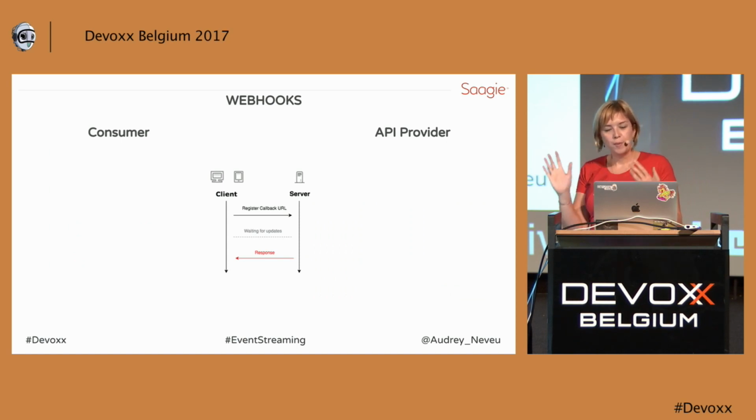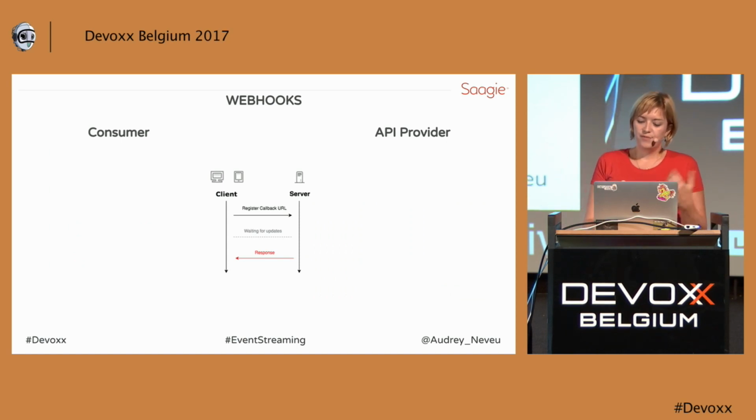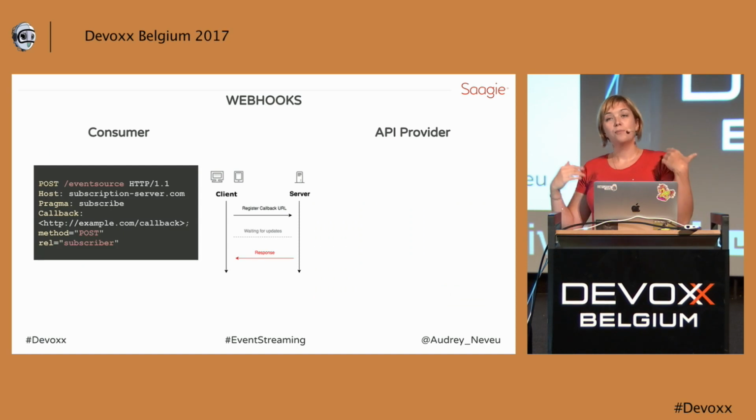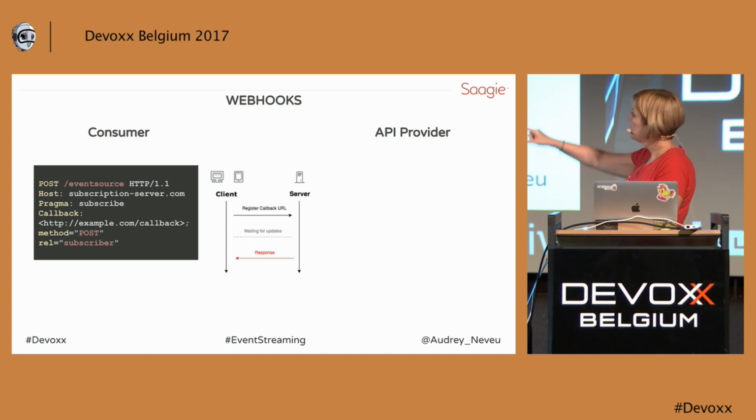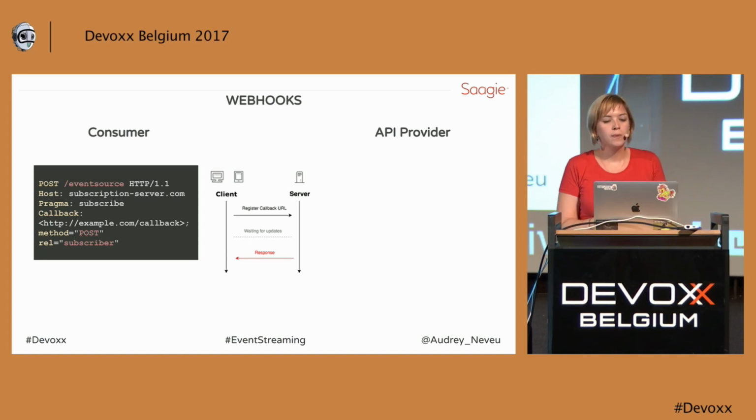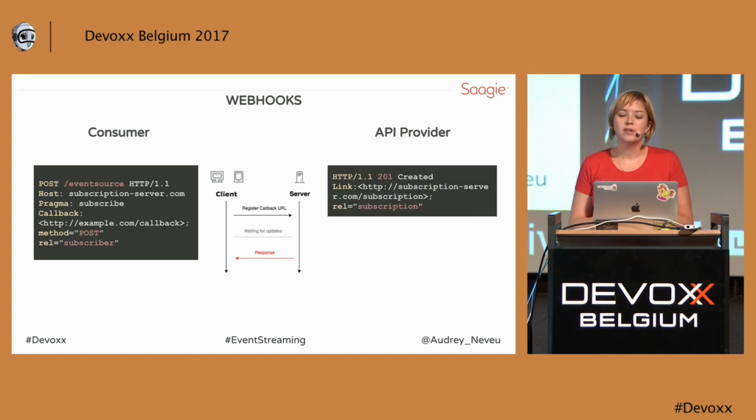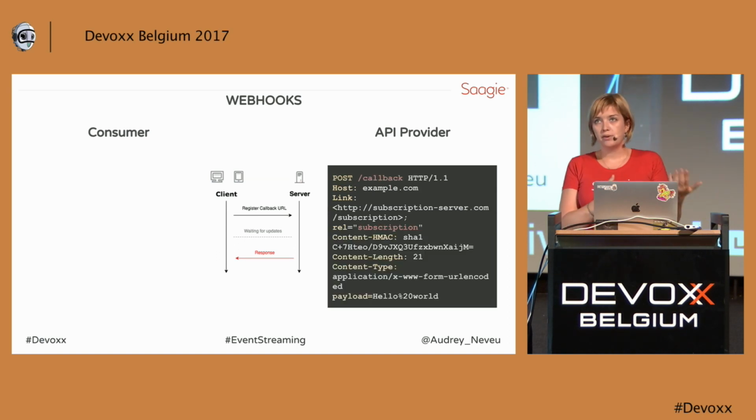So in theory, WebHooks looks like that. First of all, the consumer is going to send a POST request to the API provider saying, okay, I would like to subscribe to your event source, and here is my callback URL. The API provider is going to send an answer, saying, okay, subscription created. And then each time the API provider has something new to send to the consumer, it will make a POST request on the callback URL we provided, with data in the payload.